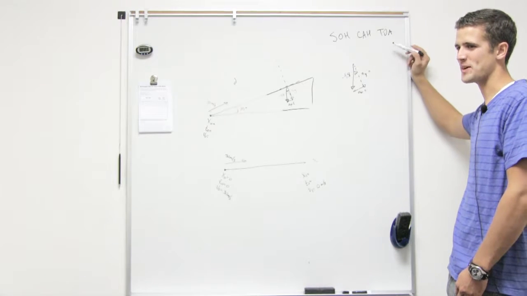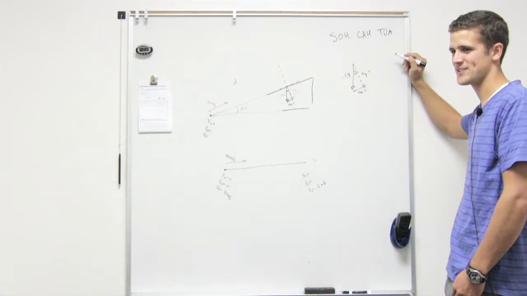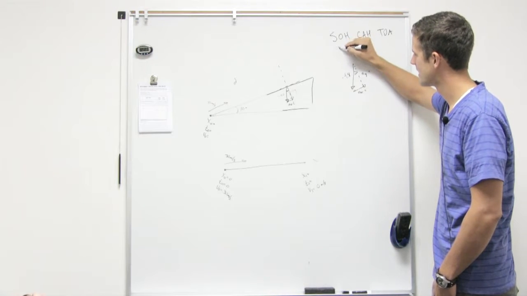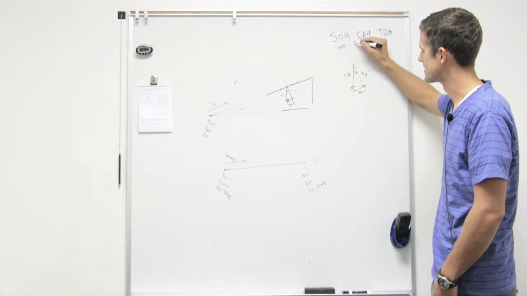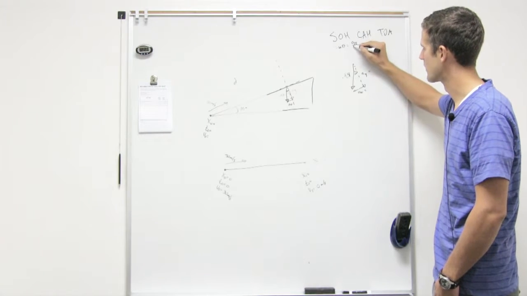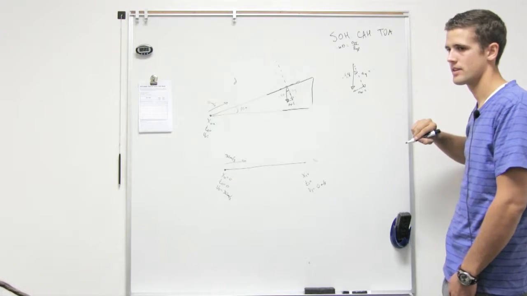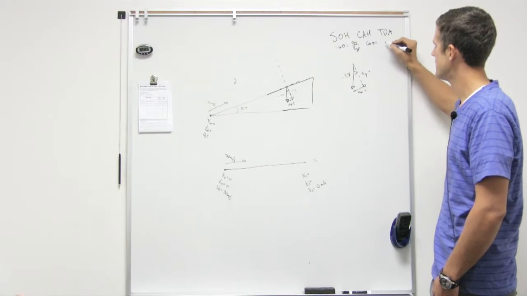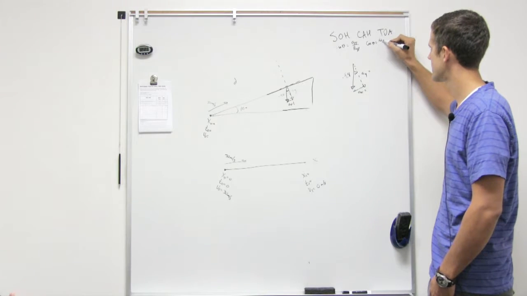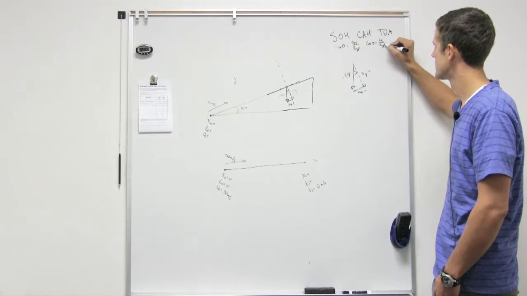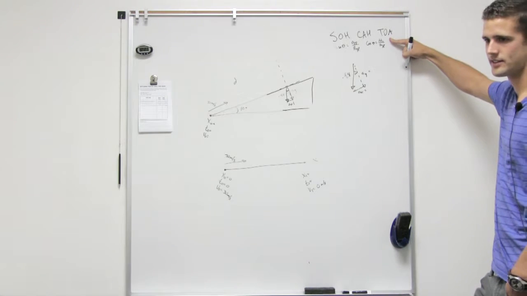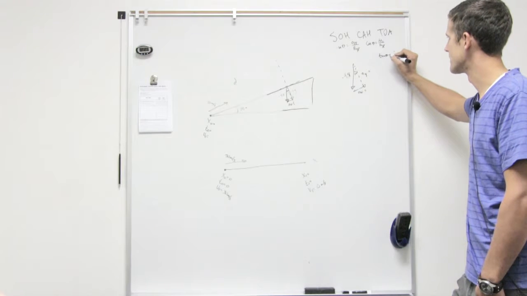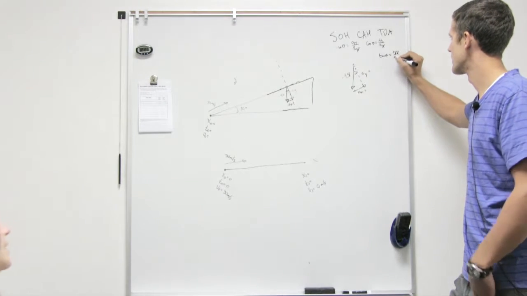So this is how I always remember it, and it's kind of dumb, SOH CAH TOA, but you'll hear a lot of people say it. So this means that the sine of an angle equals the opposite over the hypotenuse. The cosine of an angle equals the adjacent over the hypotenuse. So what do you think this one is? Opposite over adjacent. Yep, tangent. So the tangent of an angle equals the opposite over adjacent.